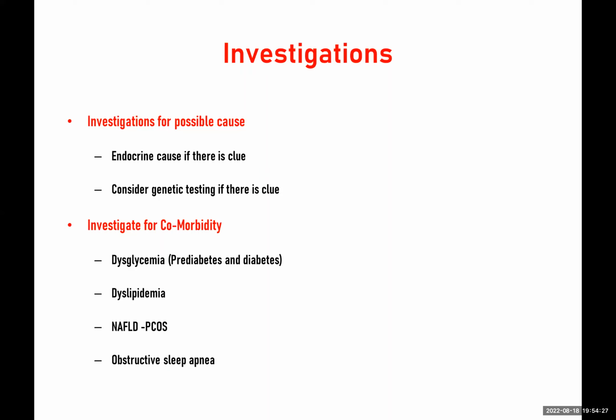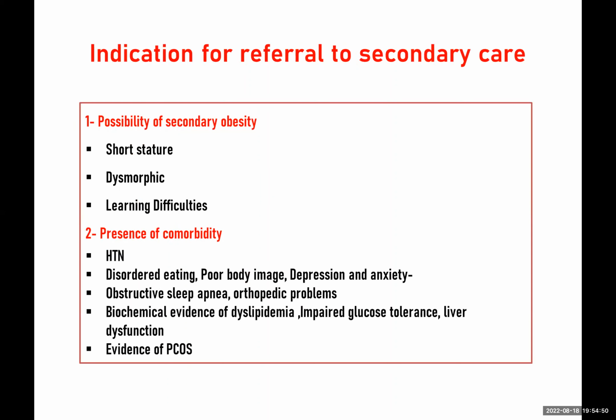to exclude monogenic obesity. Investigation for comorbidity, it is very important to investigate for dysglycemia, prediabetes, and diabetes. Dyslipidemia, non-alcoholic fatty liver disease, polycystic ovary syndrome, and don't forget to investigate for obstructive sleep apnea if there is a history suggestive of that. So these are the investigations you need to do.